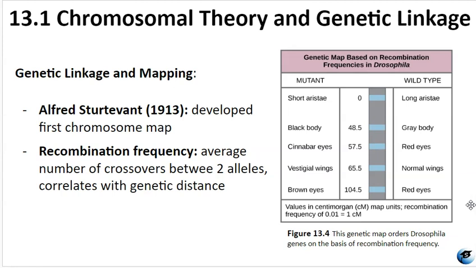Figure 13.4 shows that by using recombination frequency to predict genetic distance, we can infer the relative gene order on chromosome 2. So the values here represent map distances in centimorgans, which correspond to recombination frequencies in percent. So the genes for body color and wing size were 65.5 minus 48.5 equals 17 centimorgans apart. And that indicates that maternal and paternal alleles for the genes recombine in 17% of the offspring on average.